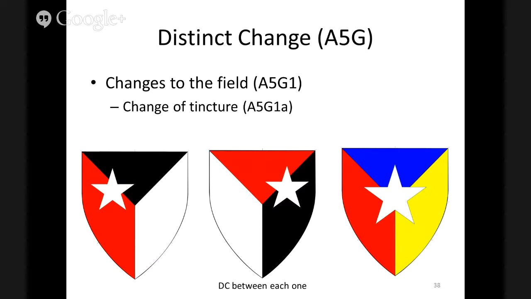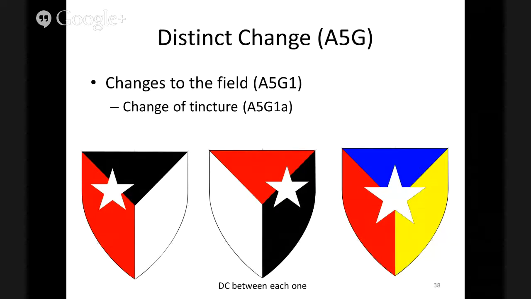Okay, how about here? We're just looking at the field. First of all, what's this field division? Per pale. Okay, so the first two, do we have a DC? It's the same 3 colors, right? Yes, because we have tinctures in a field divided into 3 parts. We've rotated it, right? Yeah. No section is the same. Yep. We've rotated it, and it's 3 parts, so that's okay.